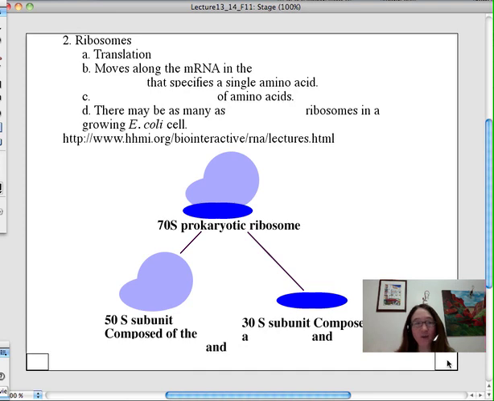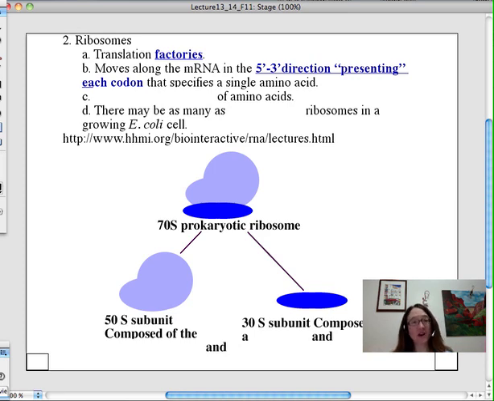So I like to call the ribosomes instead the translation factories to indicate their really active role in the process of making the polypeptide chain. And we know that they move along that mRNA in the 5' to 3' direction. That is, they read the mRNA in that way. Each time they come across a codon, they're going to then play that role in helping to facilitate the incorporation of the next amino acid that's specified by that codon.